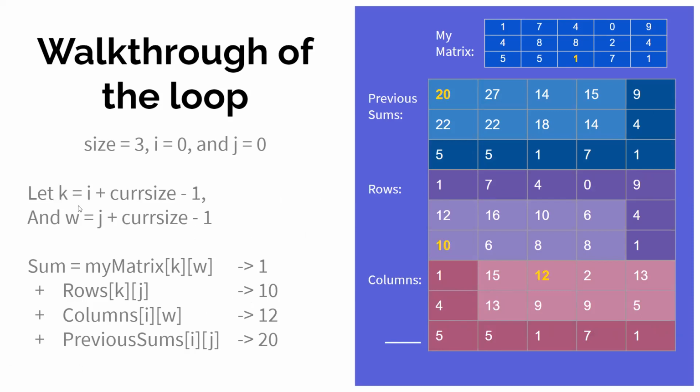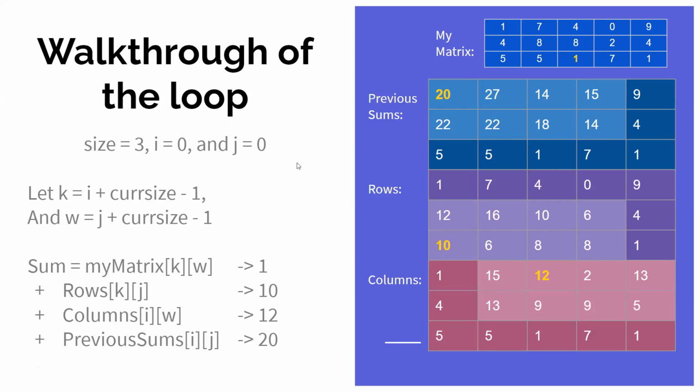So to make things look neater, let k equal i plus current size minus 1 and w equal j plus current size minus 1. And this is how we would calculate outer edges. So for the sum, I would first grab the bottom right corner, which is my matrix, k w, and I highlighted it here in the table at the top.